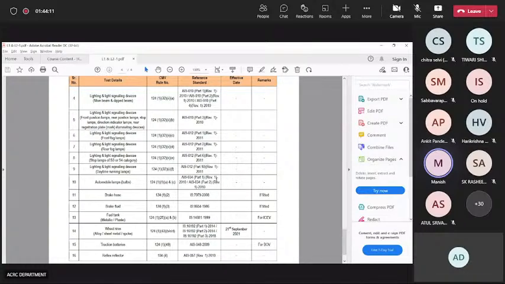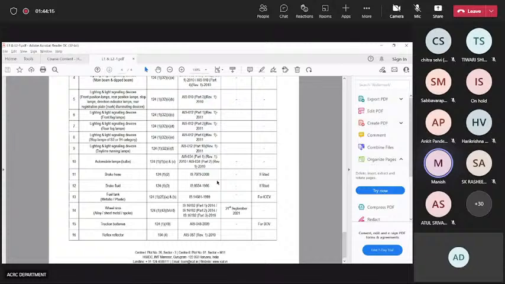Then comes point number 15, the traction batteries. If battery operated vehicles, electric vehicles, are there, then the battery has to be certified as a component. So you need to submit some 5 to 6 samples to ARAI or ICAT to get your battery pack certified before you use them in your vehicle. Okay, so you will get the certificate for the battery pack.